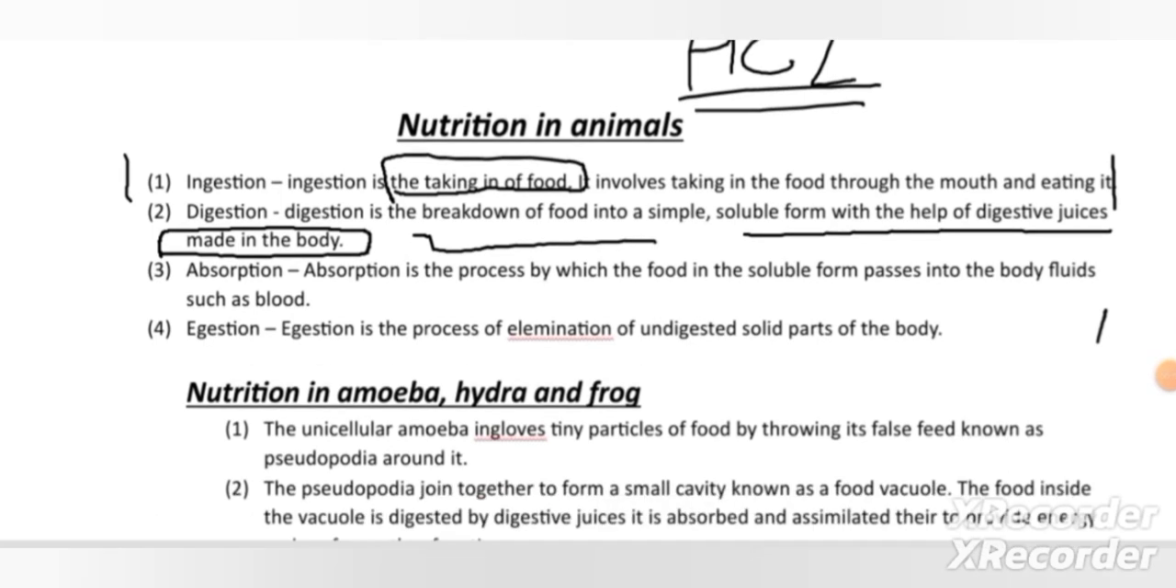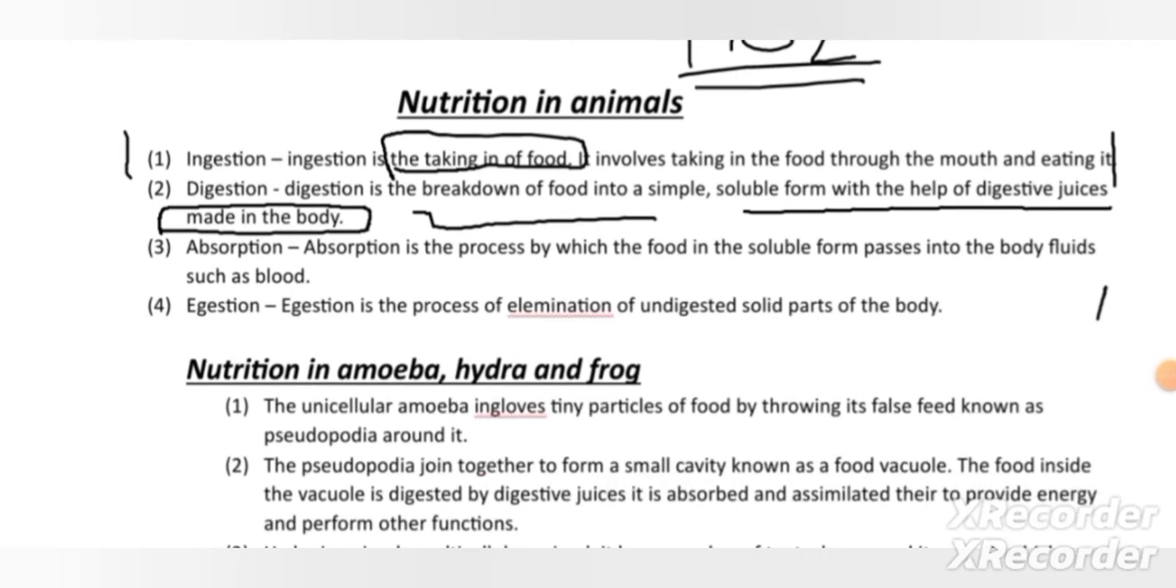Our next definition is absorption. Absorption is the process by which the food in the soluble form passes into the body fluids such as blood. When the food is digested, it is absorbed by the body. The nutrients and minerals that we get from food are very essential for us. This is why they are absorbed by our body. You can note down this definition by pausing the video, and if you don't understand, you can play back the video also. Our first definition is done, second is done, third is done.